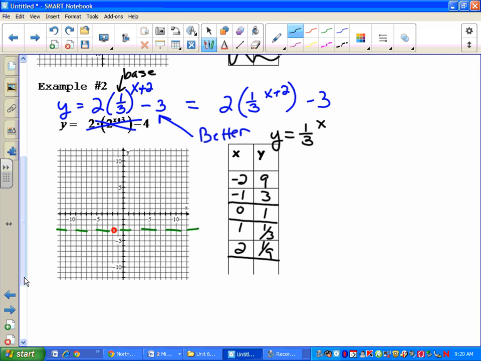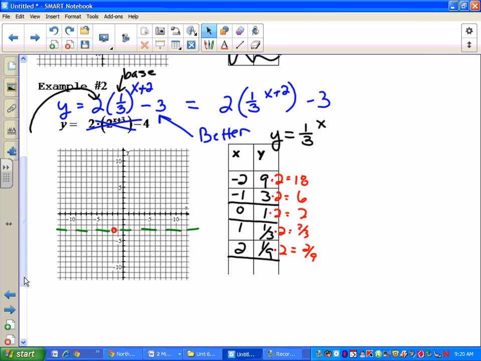Okay, here we go. This one now has a stretch. The A value, which is a 2, stretches it. The Y's, remember, it stretches it vertically up. So everybody come out to your table and let's multiply by 2. Okay, and then go ahead and find the values for those. The new values would be 18, 6, 2, 2/3, 2/9. Beautiful. Now let's graph it.